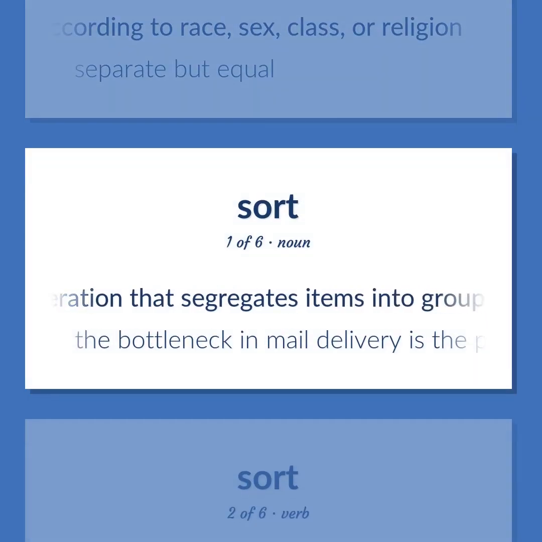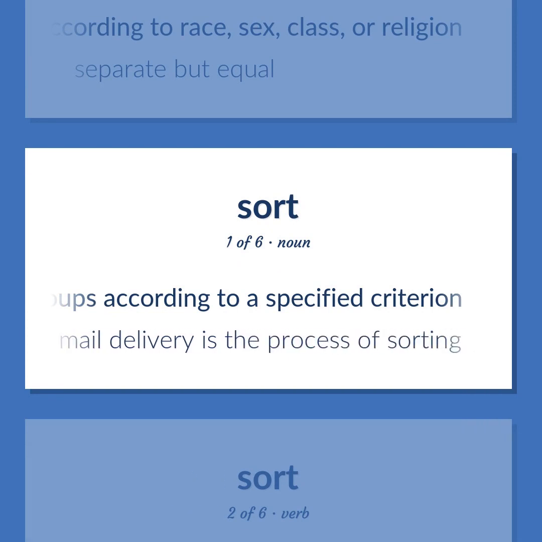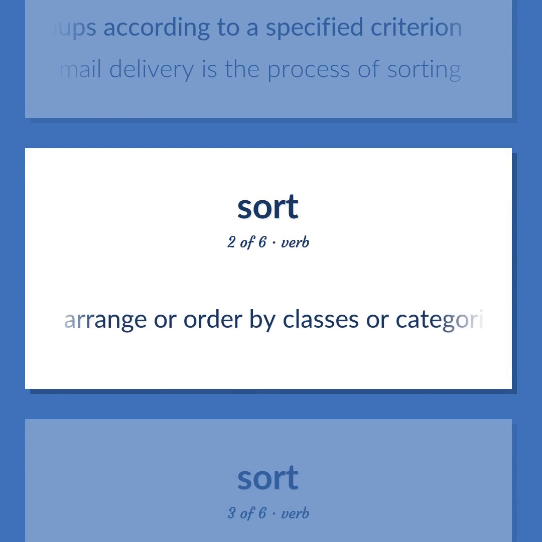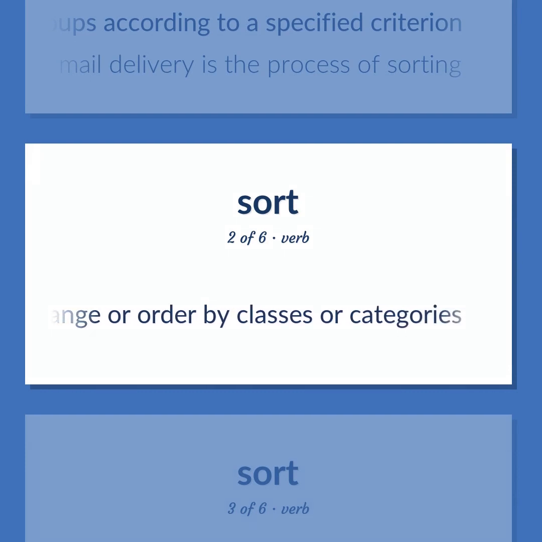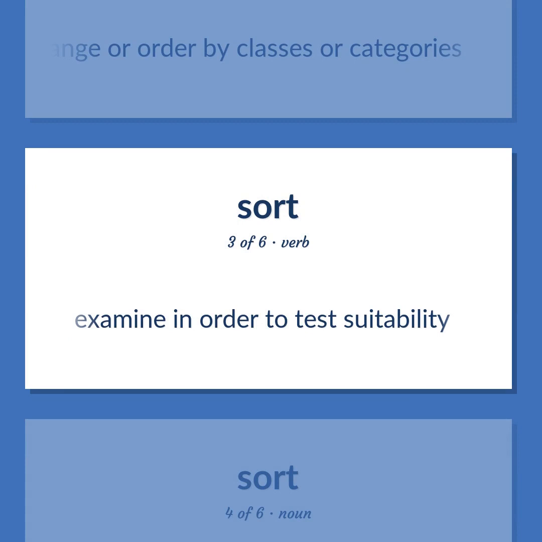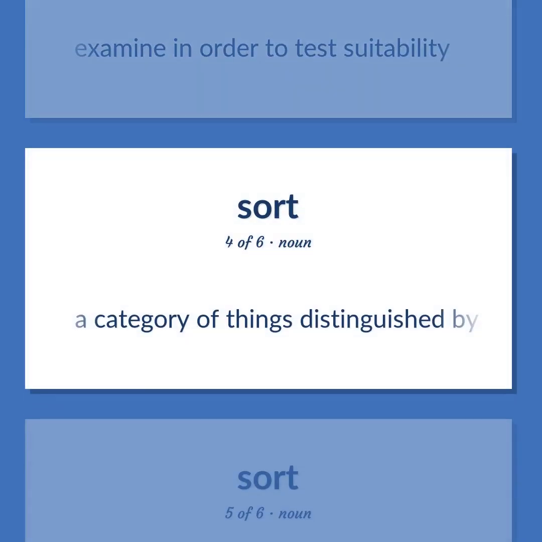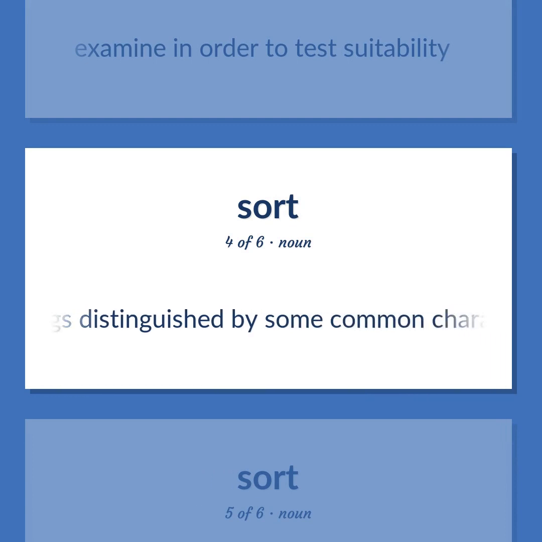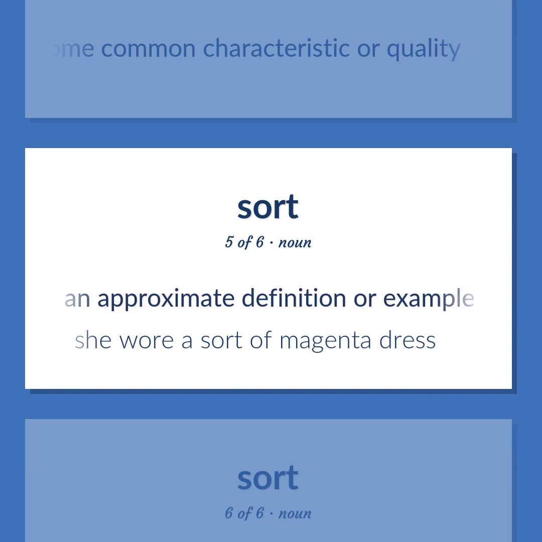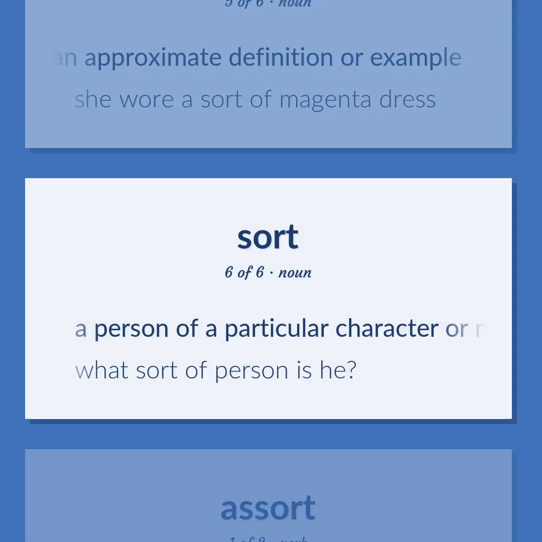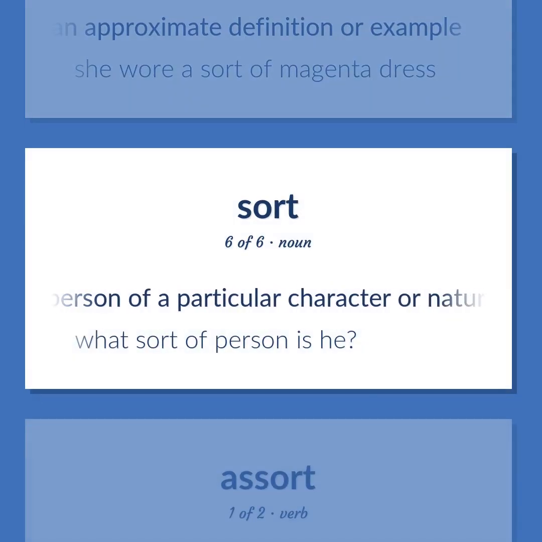An operation that segregates items into groups according to a specified criterion. The bottleneck in mail delivery is the process of sorting. Arrange or order by classes or categories. Examine in order to test suitability. A category of things distinguished by some common characteristic or quality. An approximate definition or example. She wore a sort of magenta dress. A person of a particular character or nature. What sort of person is he?